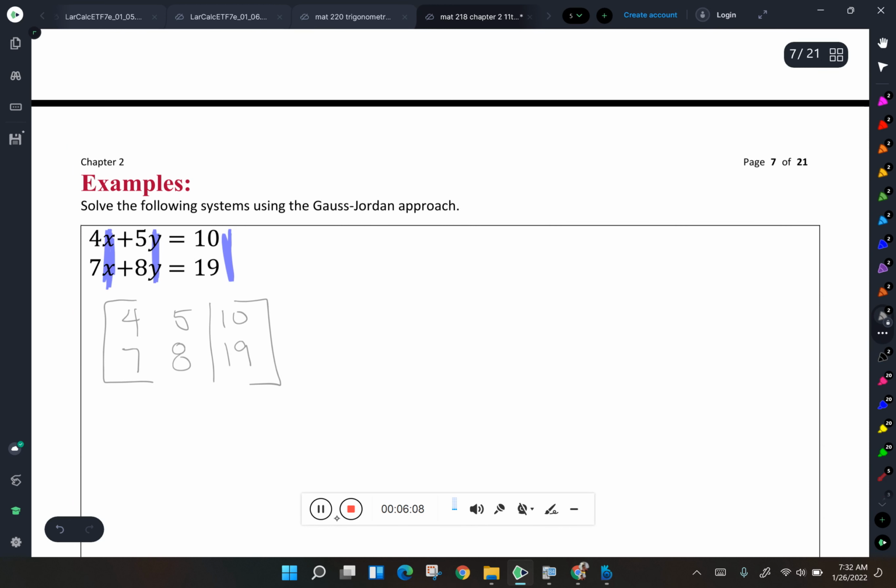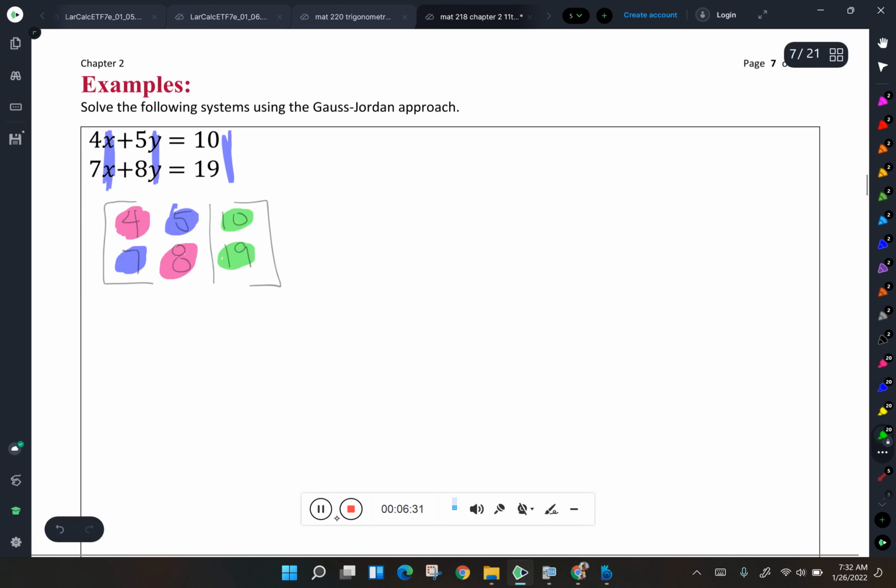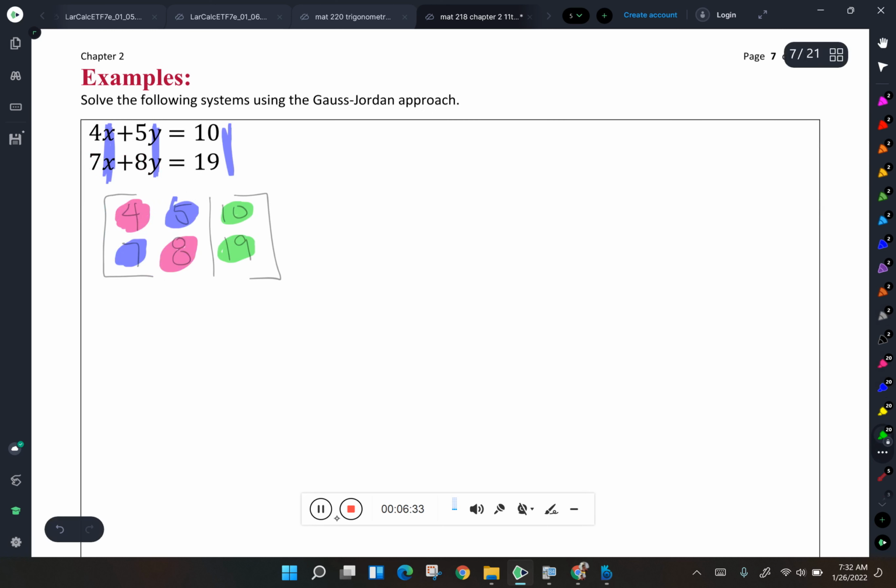So there's my matrix. Now my goal is to turn these two values right here into 1s, and to make these two values right here into 0s. Right? Now these two values right here are going to change also. I just don't have any goal as to make those necessarily something. I want to let them become whatever they need to become.